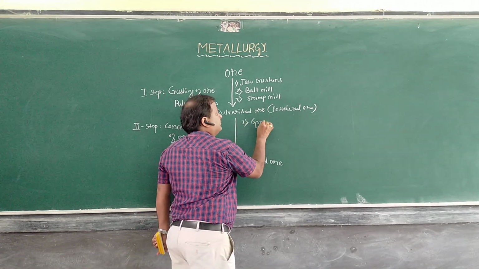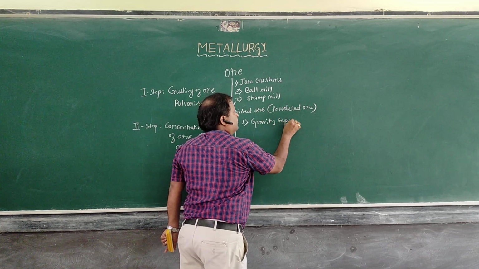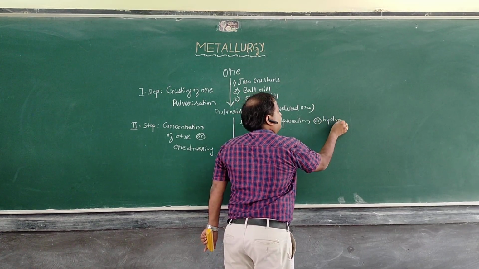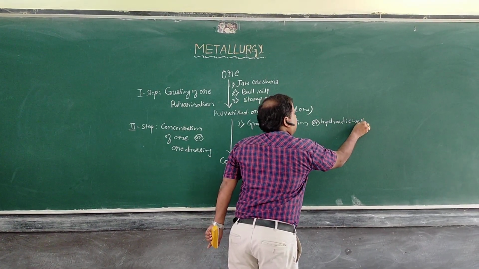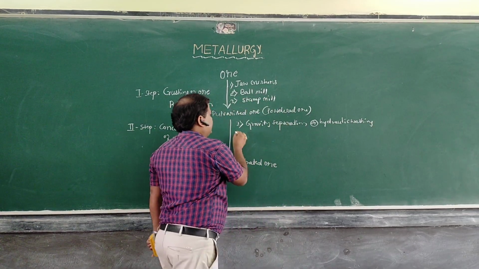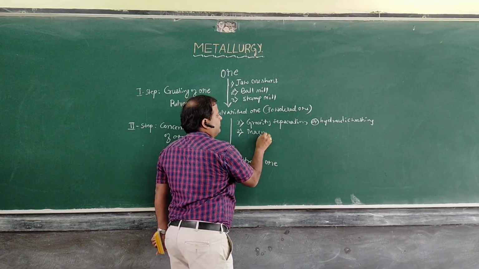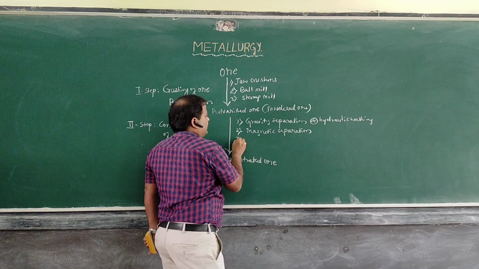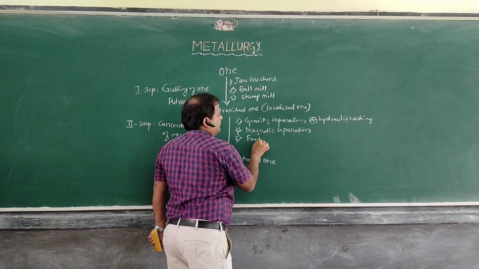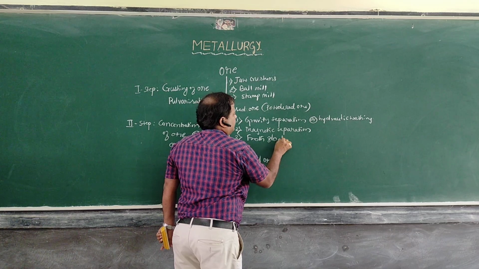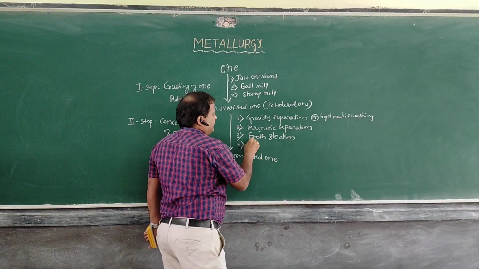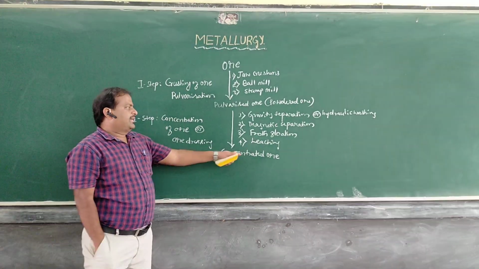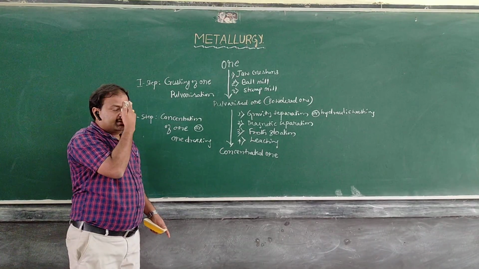gravity separation, also called hydraulic washing, then the second one is magnetic separation, third one is froth flotation, and fourth one is leaching. These are different methods to concentrate the ore. This is based on the nature of the ore.